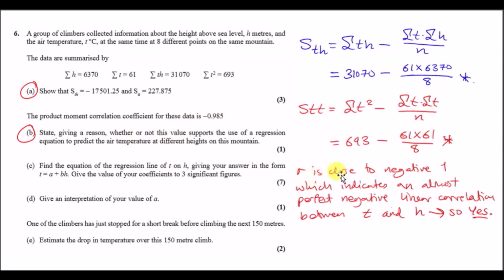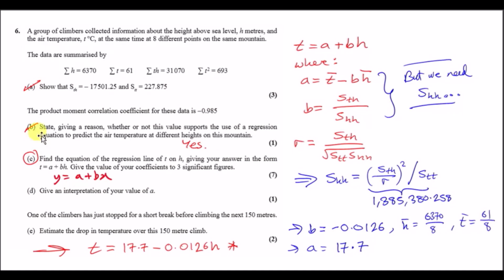So yes, and my reasoning here is that R is close to -1, which indicates an almost perfectly negative linear correlation between the air temperature variable and the height above sea level. As long as it's very clear that you stay as close to plus or minus 1, then you're fine. So let's go into C, guys.